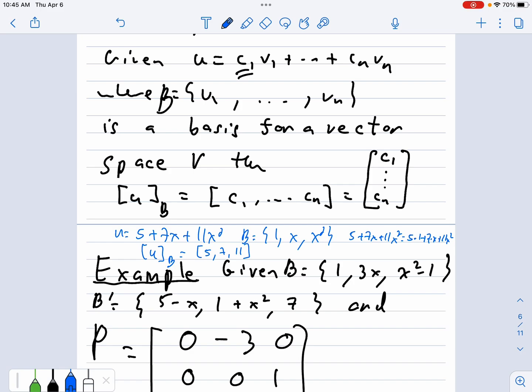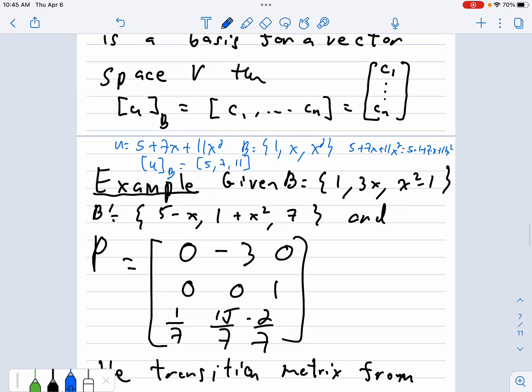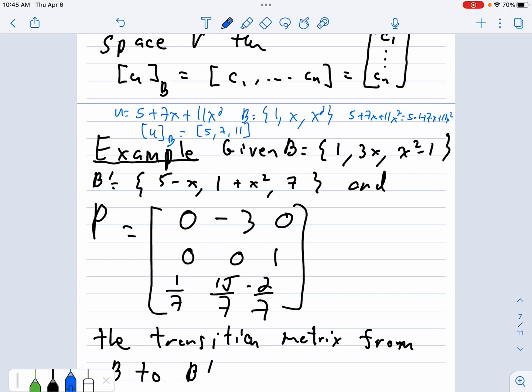All right, so that's what we mean by a coordinate vector. Basically, what the transition matrix does is that if you know the coordinate vector of a given vector u in one basis, when you multiply that vector by P, it tells you what the coordinate vector would be in another basis for that same vector space, so B prime.